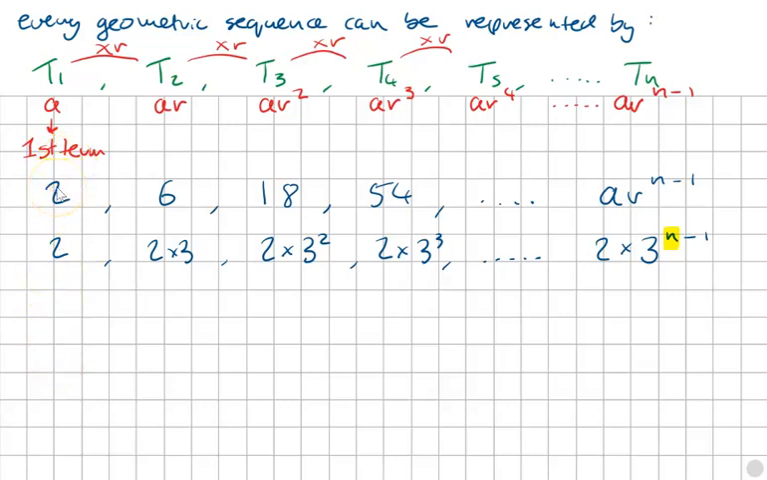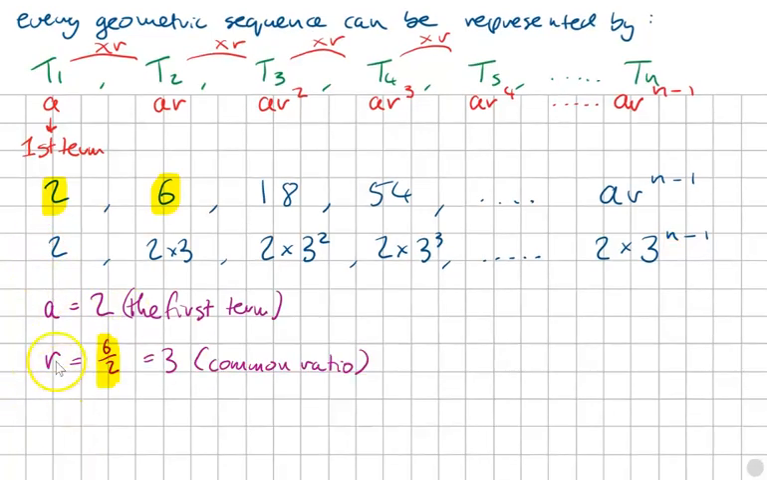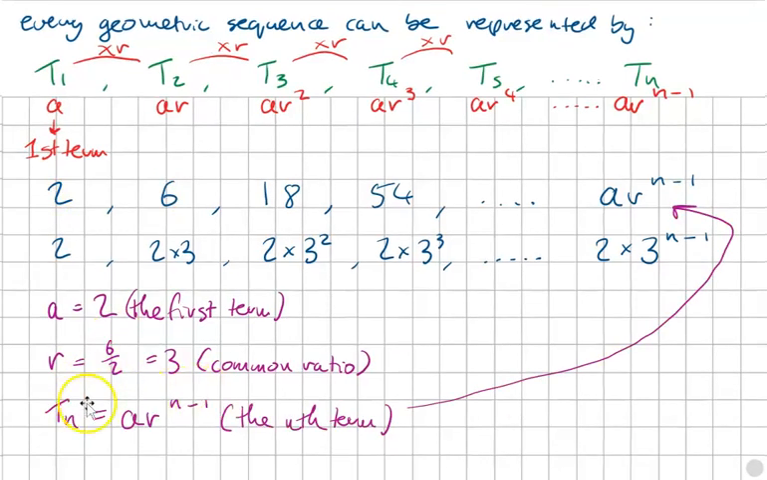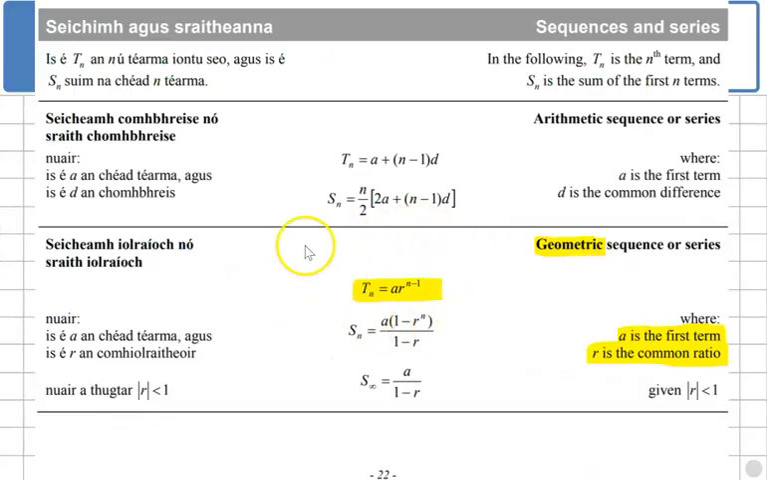So going back to our original sequence, 2, 6, 18, 54. 2 is our first term, so a is equal to 2. And then r, which represents the common ratio, is going to be the second term divided by the first term. So 6 divided by 2, which is 3. And Tn can be written as a times r to the power of n minus 1. This is our nth term formula for a geometric sequence, and it's given in the formula book. So the nth term for this particular sequence, in blue writing, is Tn equals 2 times 3 to the power of n minus 1. And that's given to you on page 22 of the formula book.